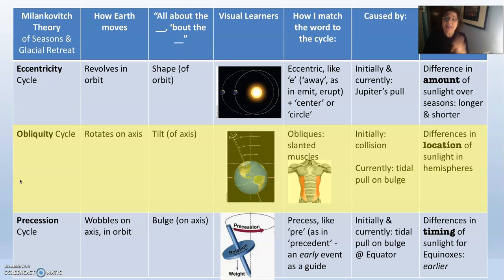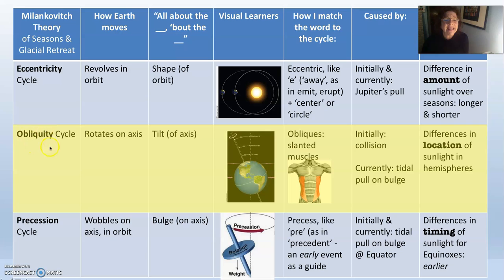Let's go to the second cycle, the obliquity cycle. Now, obliques, what is an oblique? Well, think about the obliques as the muscles on the side of your body. These muscles actually have a slant to them. They slant from the lower abdomen up to the thoracic cavity. And as a result, obliques are slanted muscles.